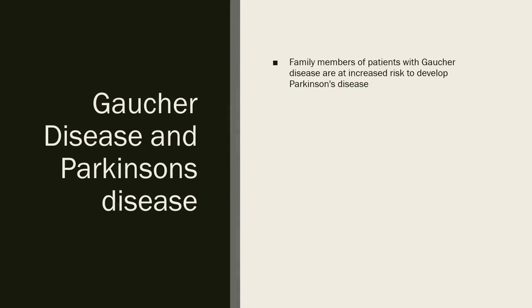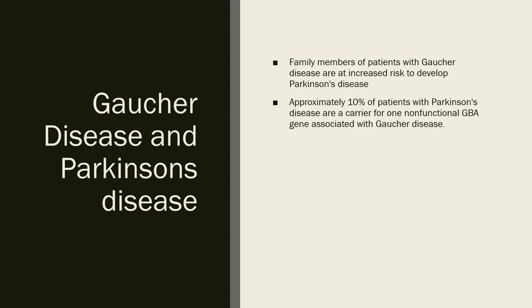Gaucher disease and Parkinson's. Family members of patients with Gaucher disease have been noted for quite a while to have an increased risk of developing Parkinson's disease. Approximately 10% of patients with Parkinson's disease are a carrier for one of the non-functional GBA genes. Again, you have to have both copies not working to develop Gaucher's disease, but if one isn't working, you're at increased risk.